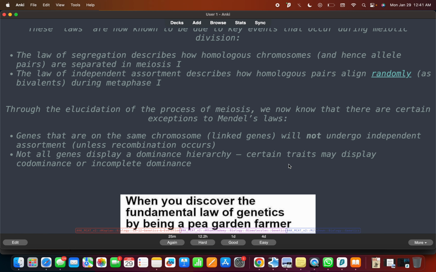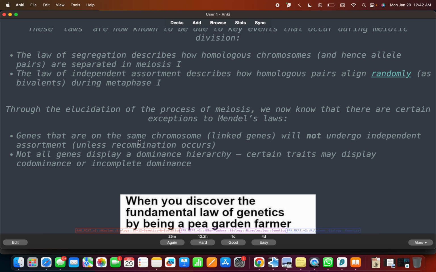Through the elucidation of the process of meiosis, we know that there are certain exceptions to Mendel's laws. Genes that are on the same chromosome, linked genes, will not undergo independent assortment unless recombination occurs.